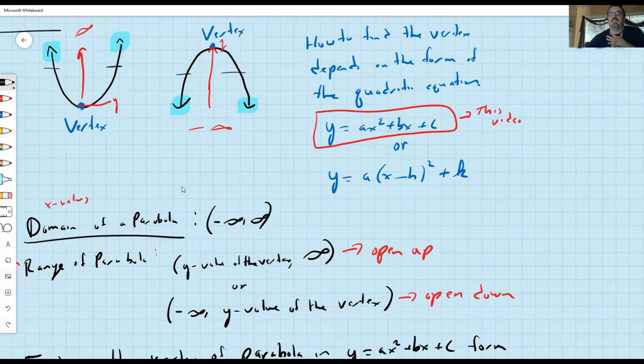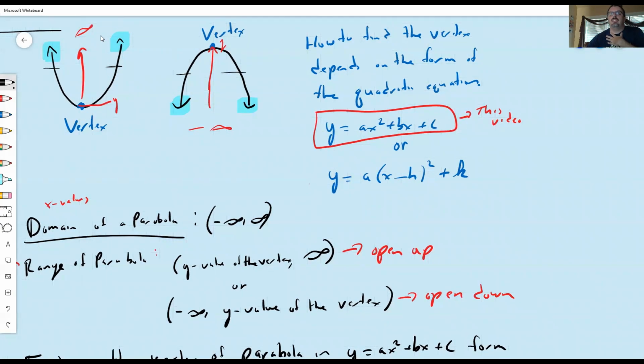The range goes from the smallest y value to the biggest. So if you're opening up, you start with the y coordinate of your vertex and go to infinity. If you open down, you start at minus infinity, go up to the y coordinate of your vertex.